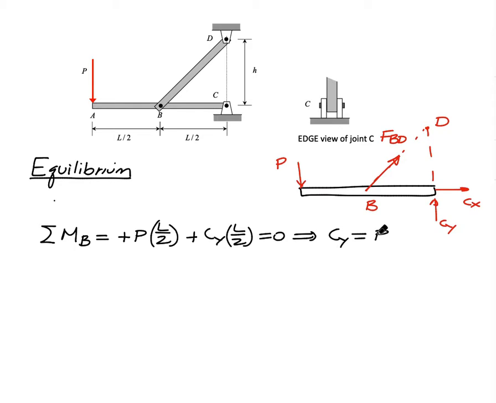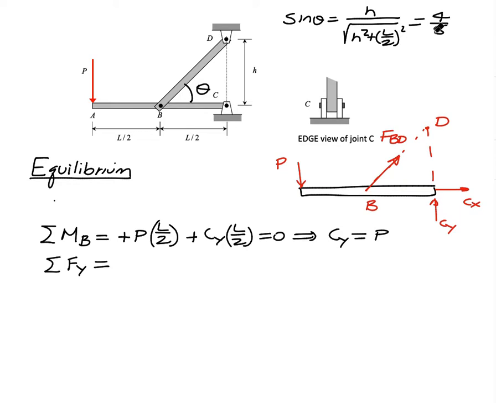The next thing that we need to do is the summation of forces in Y. But before we tackle that, what I want to do is do a little bit of trig. We've got this angle that BD makes with AC. And we can write down the sine of this angle is going to be the opposite, which is h, divided by the hypotenuse, which is the square root of h squared plus L over 2 squared. And that number is, for the parameters that are given, 4/5. Cosine is going to be the adjacent, which is L over 2, divided by the hypotenuse, the square root of h squared plus L over 2 squared. And that number is 3/5.